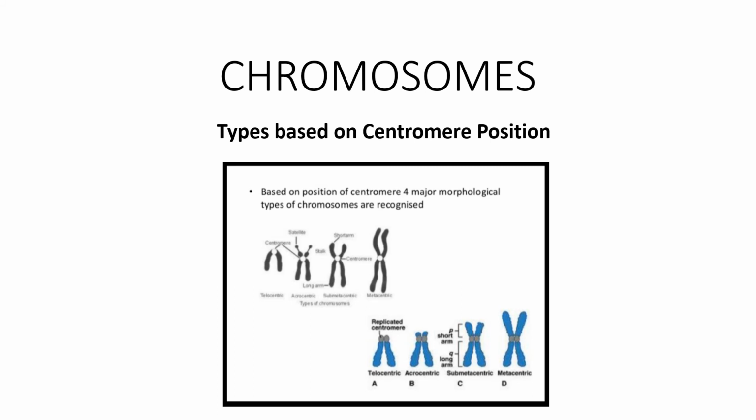If the centromere of that particular chromosome is found at the end of a chromosome, then that chromosome is called a telomeric chromosome. That is, it is found terminally at the end of a chromosome. What is an acrocentric chromosome? If the centromere is found near to the end of a chromosome, but not at the exact end, then that particular chromosome is called an acrocentric chromosome.